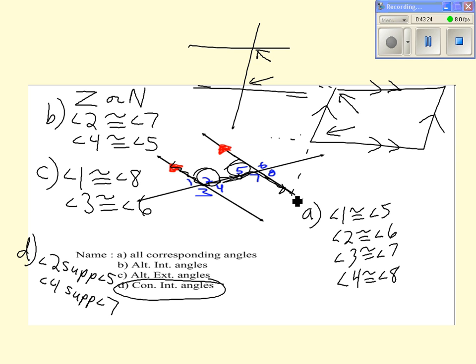Well, what has to be true about these 2 angles? They have to add up to be 180. They're supplementary. What has to be true about these 2 angles over here? They have to be supplementary. What has to be true about these 2 angles? They have to be supplementary again. So consecutive angles in a parallelogram, we'll learn that later on in the year. You don't have to know it now. But we're going to use that consecutive interior angle stuff all the time.